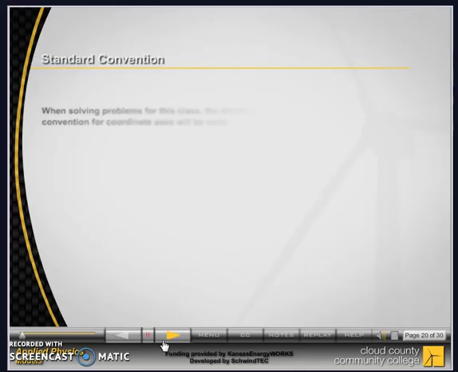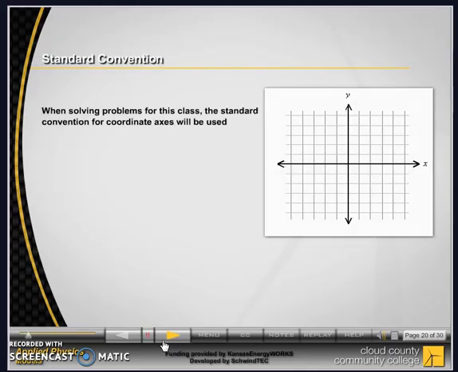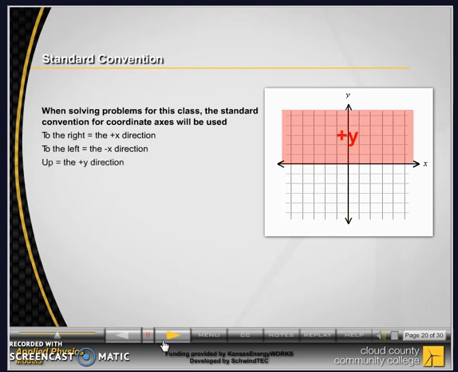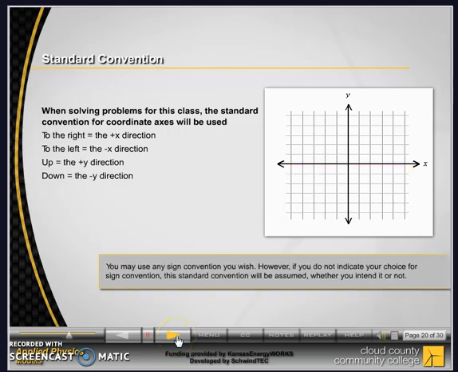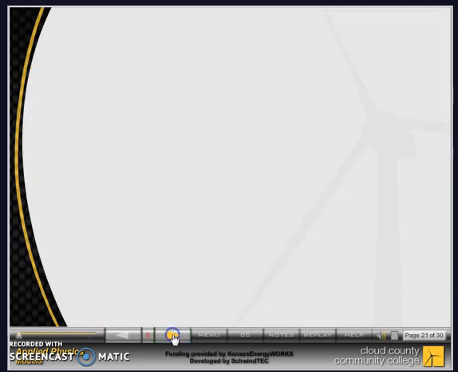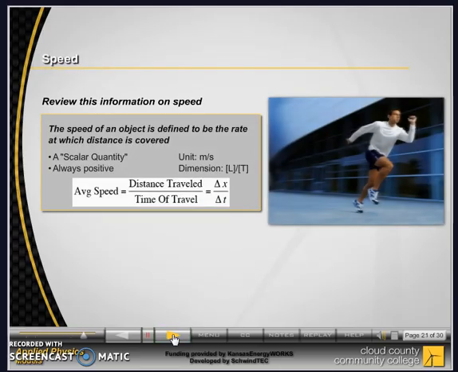When solving problems for this class, the standard convention for coordinate axes will be used. To the right will be the positive x direction. To the left will be the negative x direction. Up will be the positive y direction, and down will be the negative y direction. You may use any sign convention you wish. However, if you do not indicate your choice for sign convention, the standard convention will be assumed whether you intended it or not. Review this information on speed.